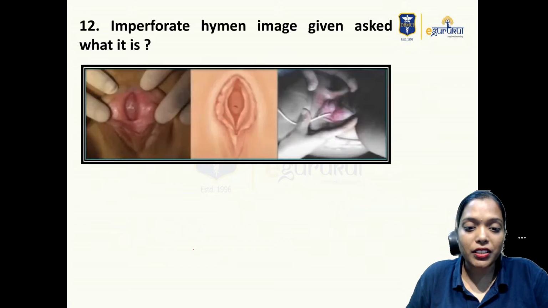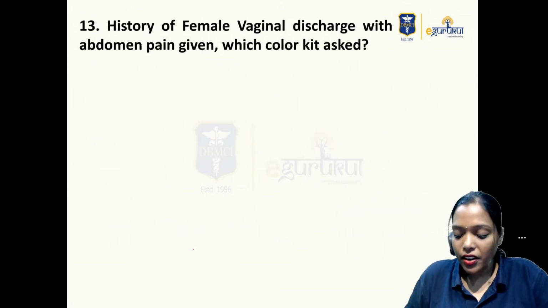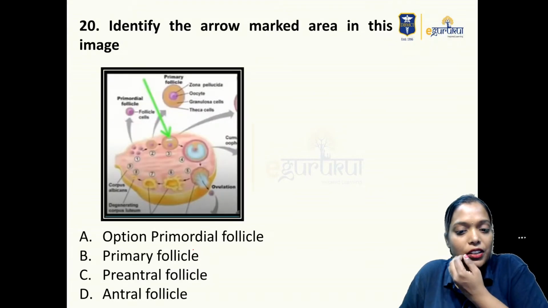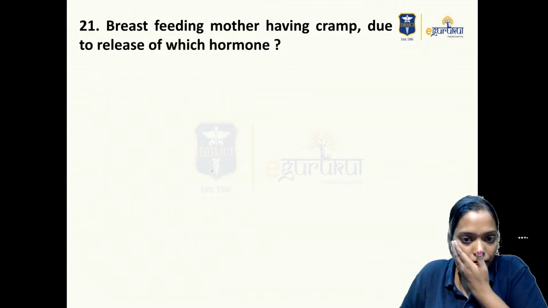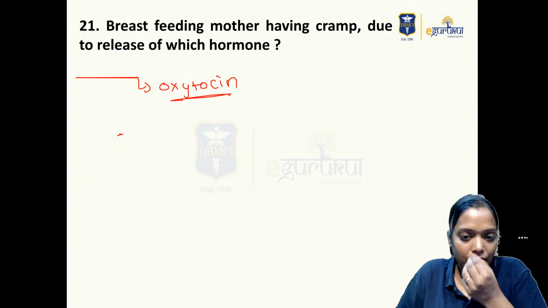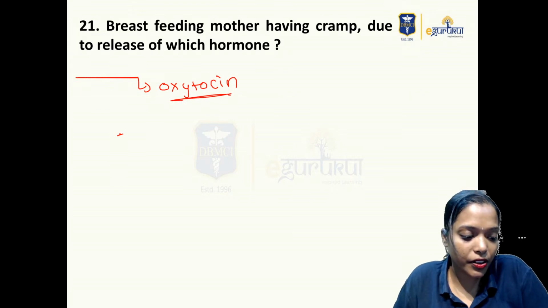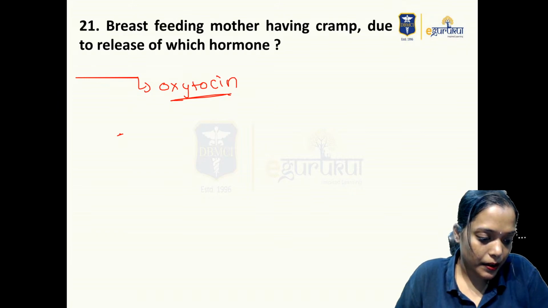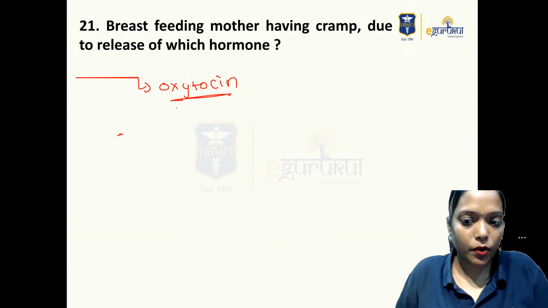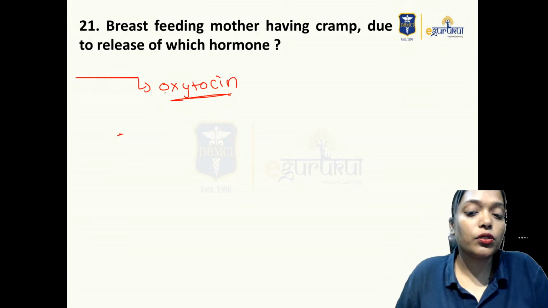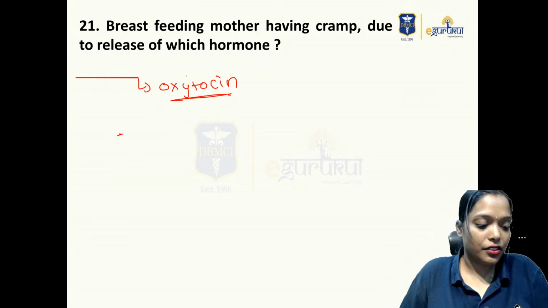And one more question is: a lady is breastfeeding and there are abdominal cramps. What is the hormone responsible for that? It is oxytocin. When the mother is breastfeeding, oxytocin is released, and oxytocin causes uterine contractions.